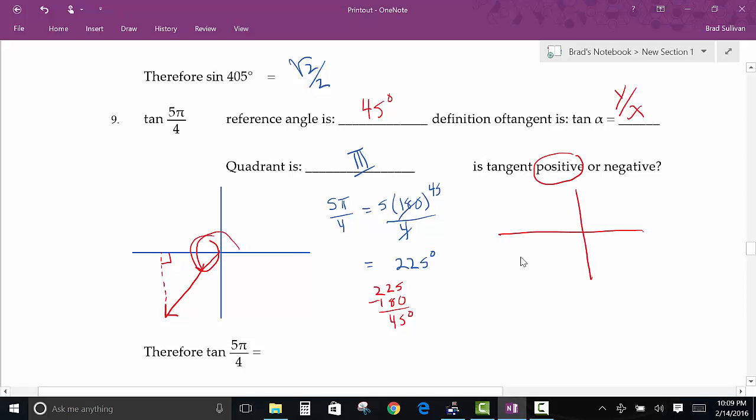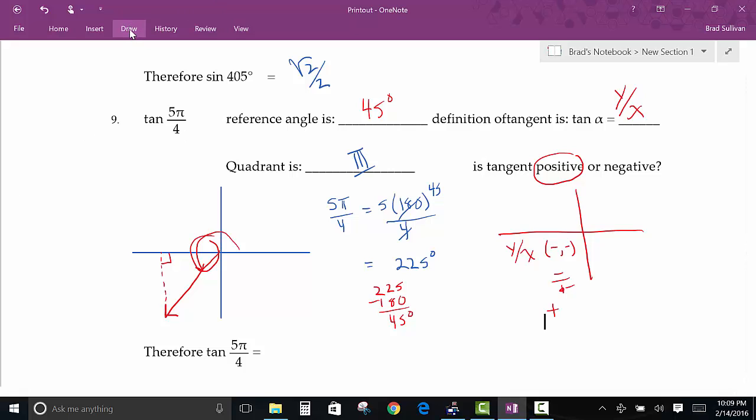There are several ways to look at that. One thing is the tangent's y over x. In this quadrant, if you're in quadrant 3, x is negative and y is negative, so you have a negative over a negative, so you get a positive. So we're going to get a positive value like that.